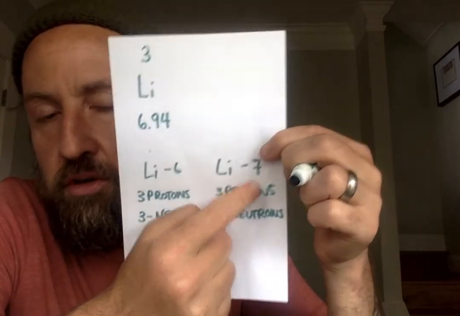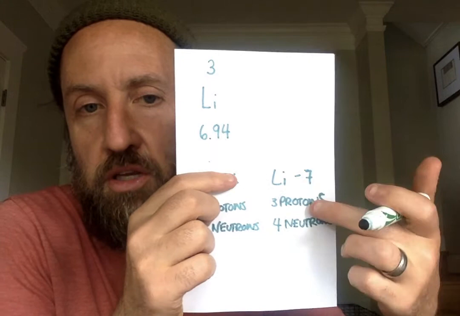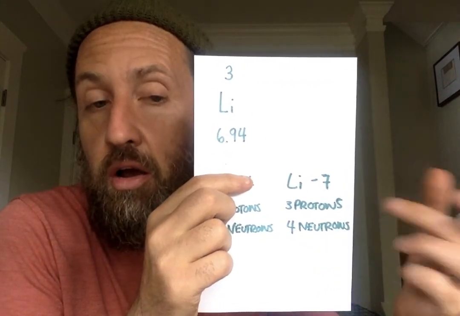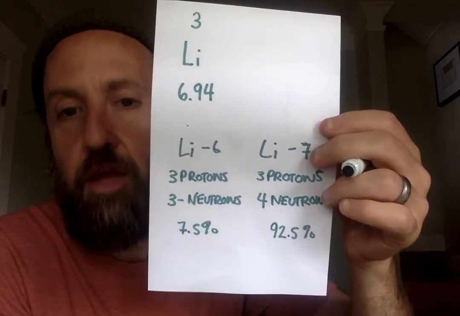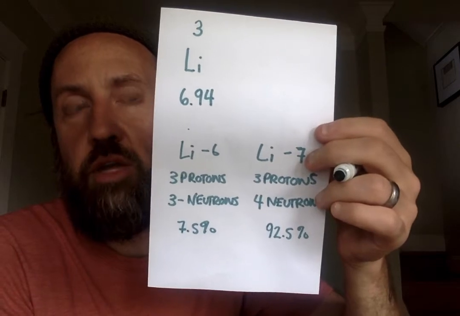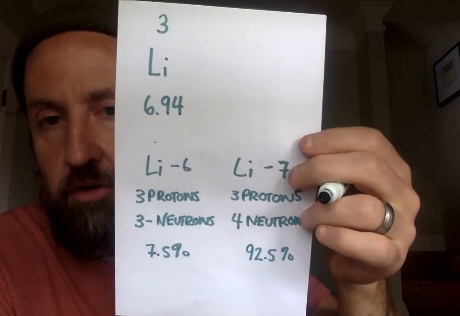So 3 and 4 is 7. Now, when we look at how much lithium is present, you can see that this number is almost 7, and so that would indicate we have a lot more of the 7 isotope. And when you look it up, it is actually true. It's 92.5% lithium-7, and that would be 7.5% lithium-6. So what we can do with that information is take a weighted average, okay?